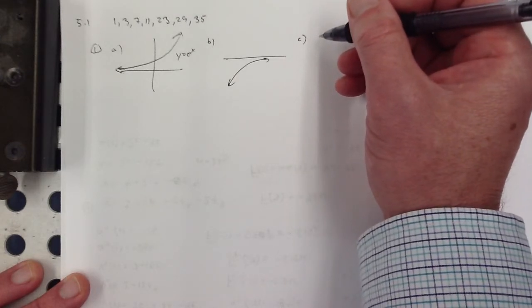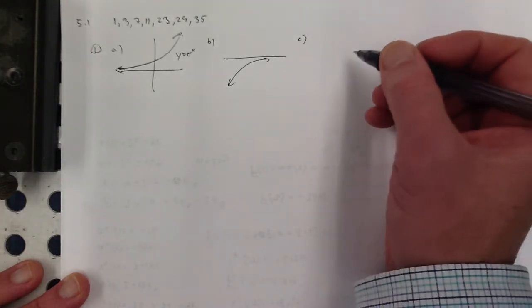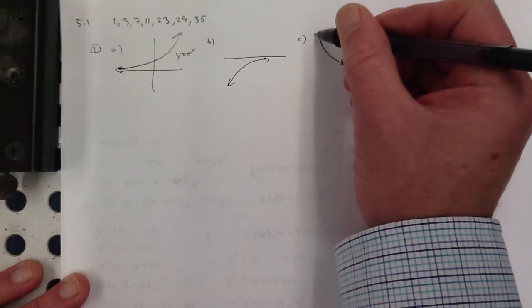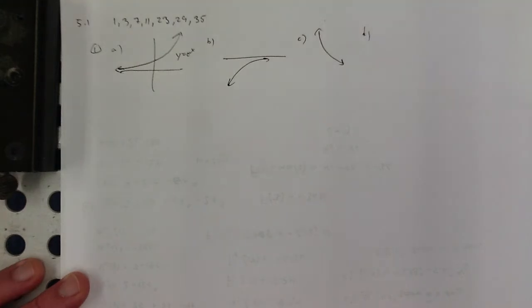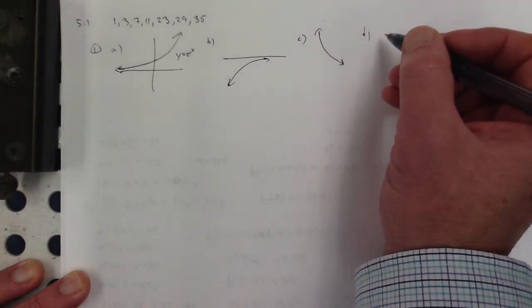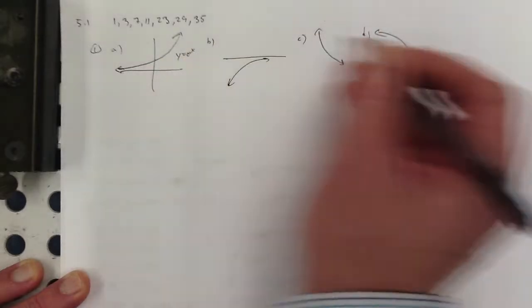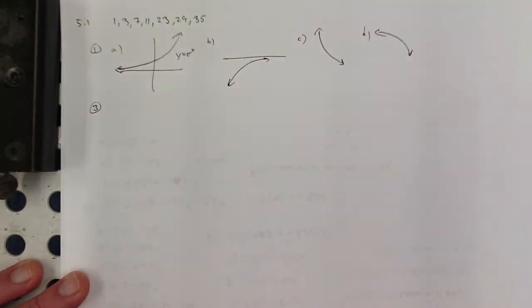C, the function is concave up and decreasing. So concave up, bending up but decreasing. Hold on, this is just like a picture of those 4 little things from the little chart I made in your notes. And then D, the function is concave down and decreasing. So that's bending down and going down. So those are the different possibilities, the 4 combinations of those things.